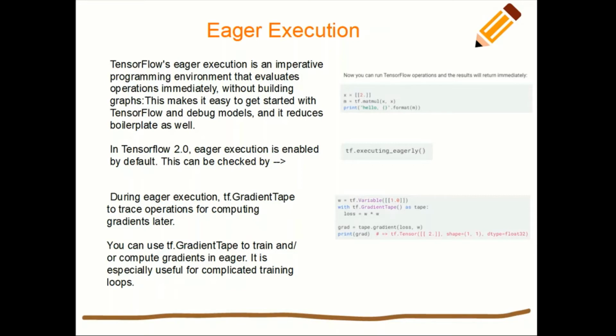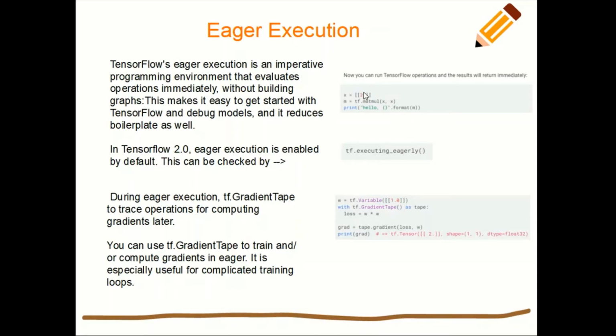So whenever we need to do multiple computations together, before we calculate gradients and update weights, we use gradient tape to trace operations for computing gradients later. Gradient tape gives us full control over our computation in the eager mode.